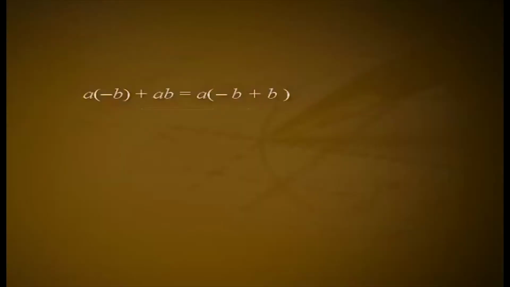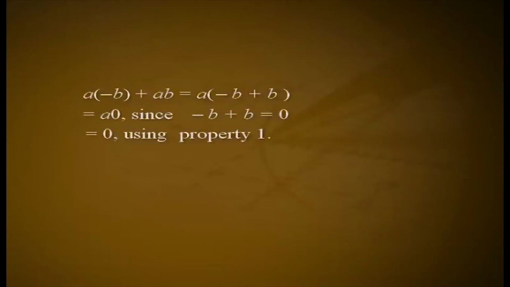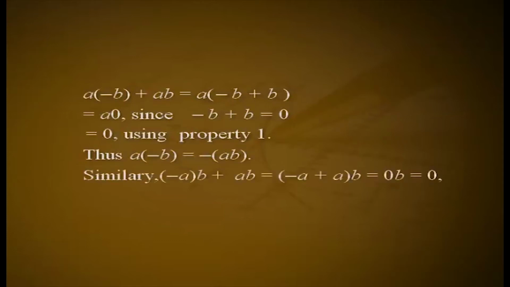Property 2. In order to understand the proof of property 2, it must be remembered that by definition −(a·b) is the element that when added to a·b gives 0. Thus, to show that a·(−b) = −(a·b), we must show precisely that a·(−b) + a·b = 0. By the left distributive law, a·(−b) + a·b = a·(−b + b), which is equal to a·0, since −b + b = 0, which is equal to 0 using property 1. Thus, a·(−b) = −(a·b). Similarly, (−a)·b + a·b = (−a + a)·b, which is equal to 0·b, which is equal to 0, and hence (−a)·b = −(a·b).